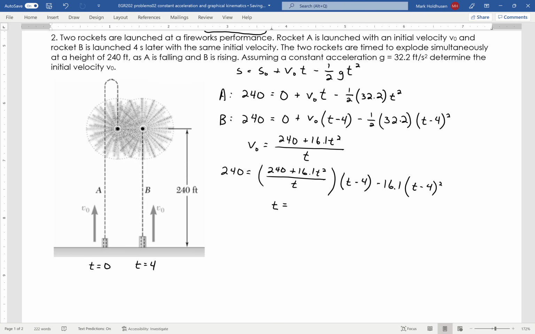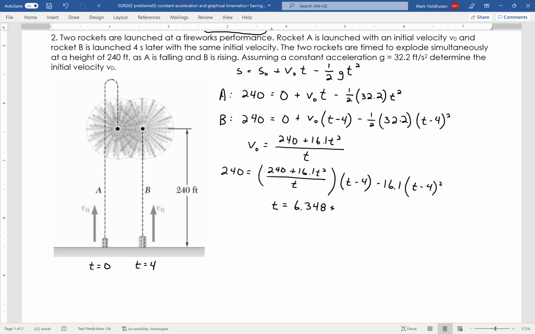One's on the downward cycle, one's on the upward cycle, and I get 6.348 seconds. So 6.3 seconds after rocket A launches, it explodes, going up, back down. This is only 2.3 seconds after rocket B gets fired. Remember, that's fired 4 seconds later. So that's on the way up, this one's on the way down.